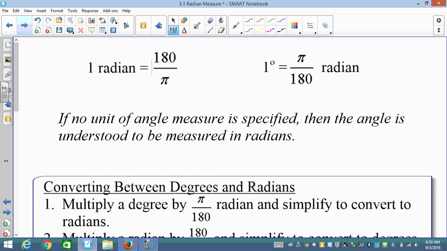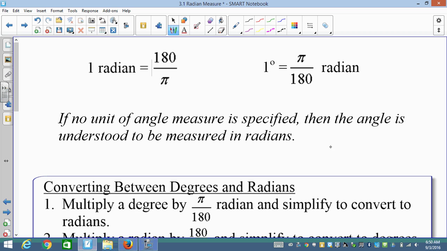Okay, the main thing we need to do is be able to convert between degrees and radian measures. This will be something that you might want to put on your card at the back of the one sheet. 1 radian equals 180 over pi degrees, or 1 degree equals pi over 180 radians. If no unit of angle measure is specified, and this is an important one, then the angle is understood to be measured in radians.